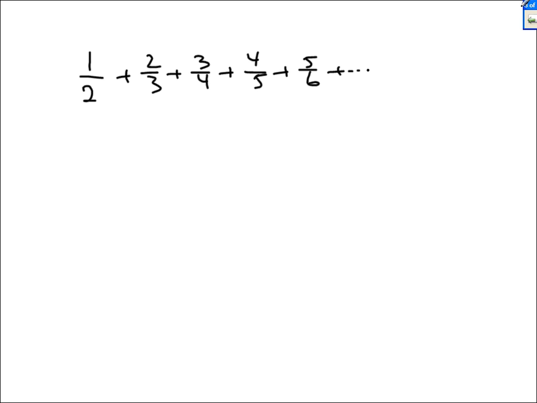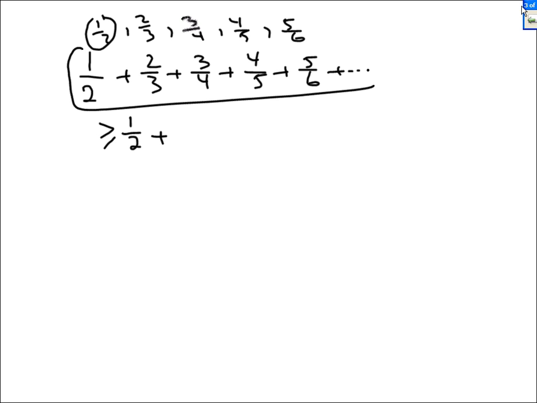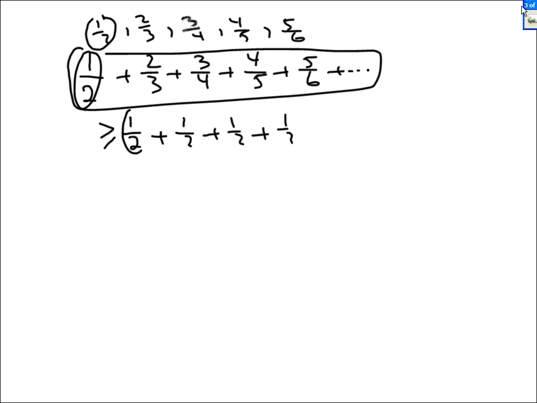Well, the terms are bounded below. The terms 1/2, 2/3, 3/4, 4/5, 5/6, they're all bounded by a half. All the terms are bigger than or equal to a half. What a coincidence. I didn't plan it this way. So we have a half. This mess is bigger than a half plus a half plus a half plus a half, etc. A half is equal to a half.